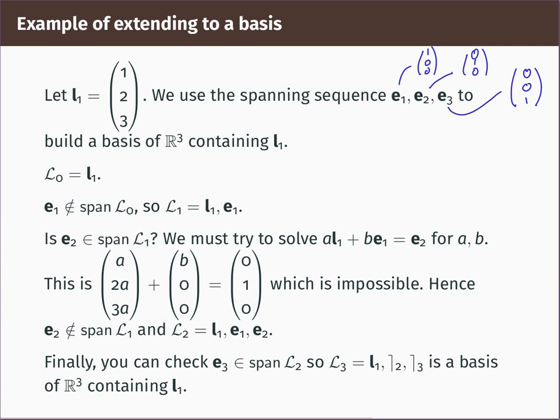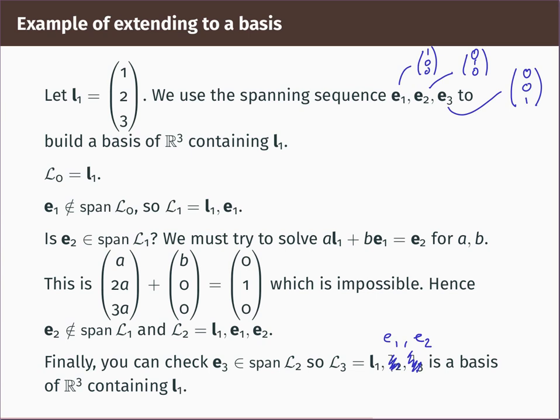That means e2 is not in the span of l1, and that means l2 is vector l1, then vector e1, then vector e2. Finally, with a similar method, you can check that e3 is not in the span of l2. So that means l3 is just the same as l2 again. I think there's a little bit of a typesetting error there. That should, of course, be e1 and e2.